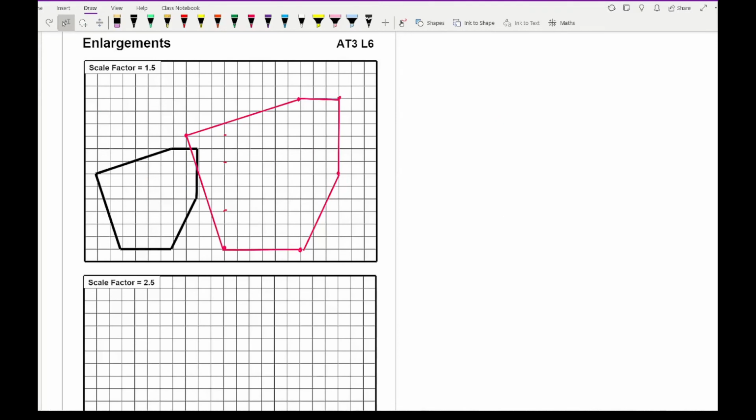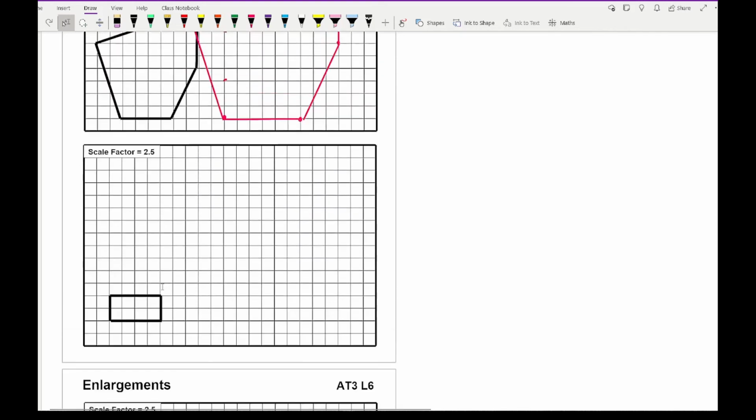Now moving on to the next question, as you can see it's overlapped, so you will not lose any marks if your image overlaps your object as long as it's the correct dimension, the correct sizes. Here we've got a scale factor of 2.5. So again, I strongly recommend that you convert 2.5 into a fraction, which is 5 over 2. So with the lengths, we're going to divide by 2 and then multiply by 5. Looking at our starting point, we're going to make it 2.5 times as big, so more than 2, less than 3.